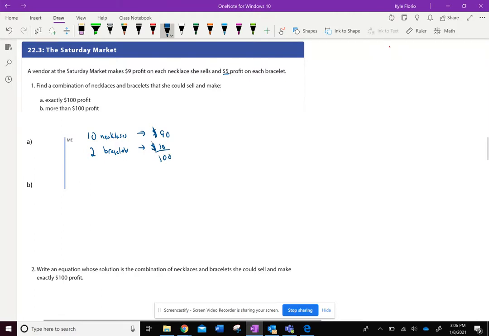So let's let n be the number of necklaces sold and b equal bracelets sold. So if n equals 10 and b equals 2, that'll get us $100 of profit. Not bad. If I want it to be more than $100, I just need to sell more than 10 and 2. So I could sell maybe 11 necklaces and 2 bracelets will be fine. Let me just sell one more for the fun of it.